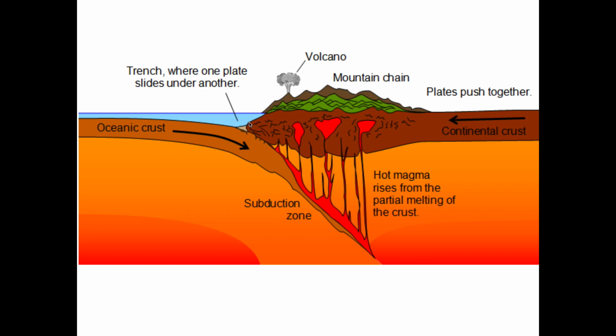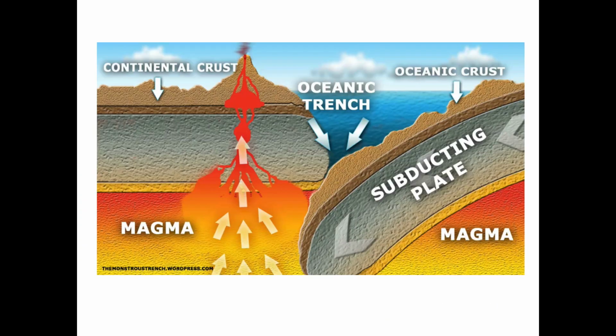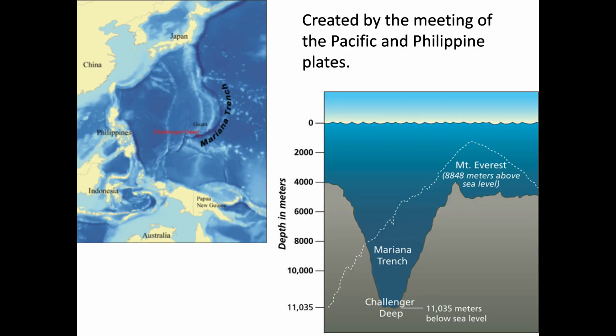Trench. So I want to talk more about the trenches and the accretionary wedges. Where the subduction is beginning, you get a very deep part of the ocean called a trench. In fact, I'm going to go forward slightly. The deepest part of the ocean on planet Earth is called the Mariana Trench. You may have heard about it.